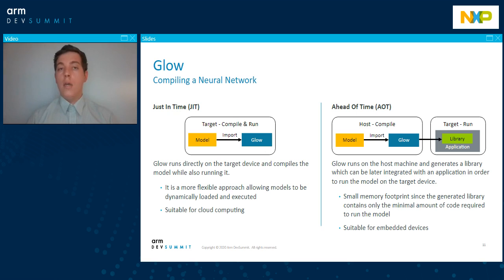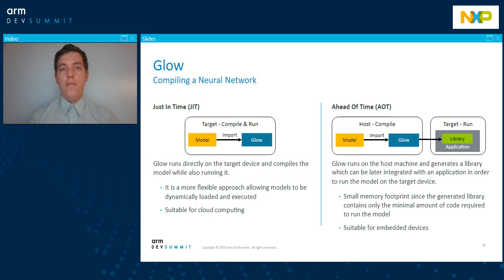On the right-hand side of the slide, we see the other way, which is the so-called ahead of time, or AOT. In this case, the Glow software runs natively on the host device, where it cross-compiles the model into a library, which is later integrated with an application and transferred as machine executable code ready to run on the target. This technique of compiling a program before executing it is named ahead-of-time compilation or static translation.